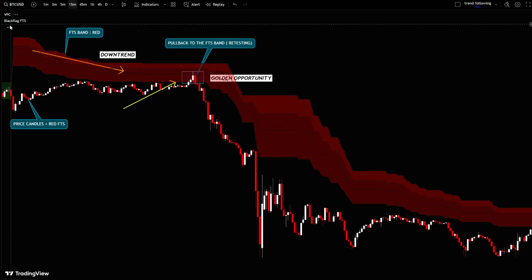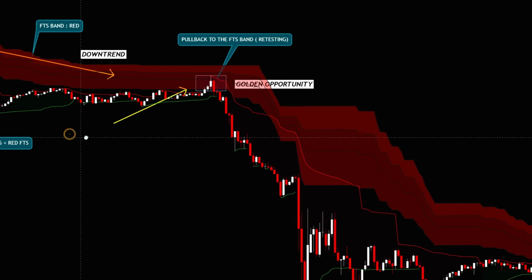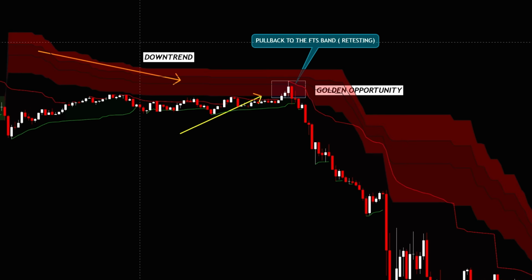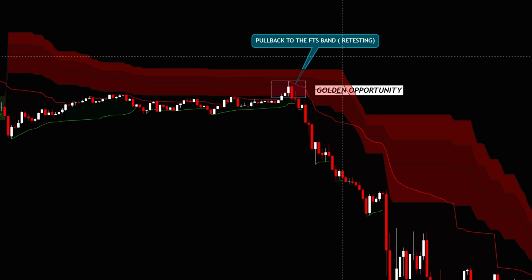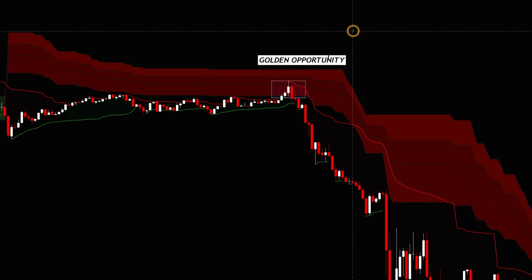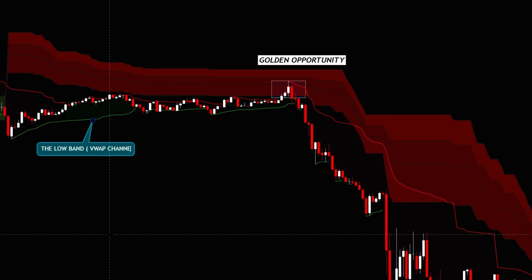Now, let's put it together. In a downtrend, price pulls back to the FTS band, marking the golden zone, and then breaks below the VWAP lower band. That's your sell signal.